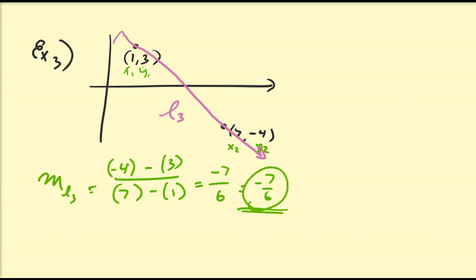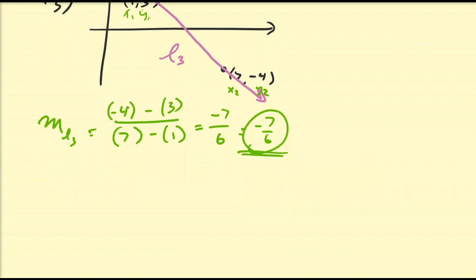So it's a negative number, and this line is going down. So we can pretty much see that maybe if the slope is negative, then this line is going down from left to right.